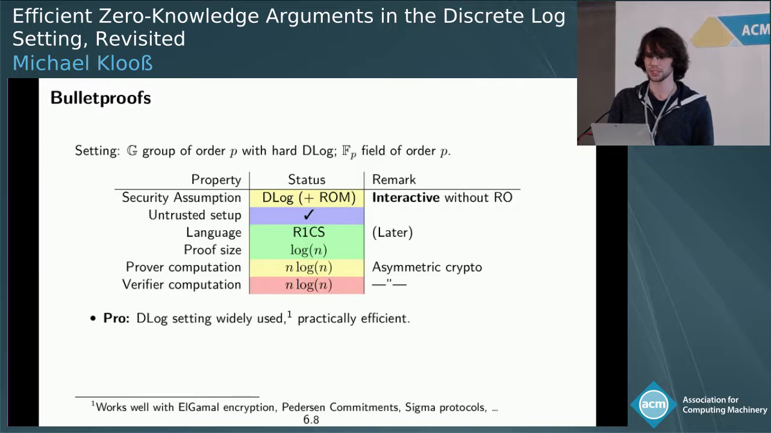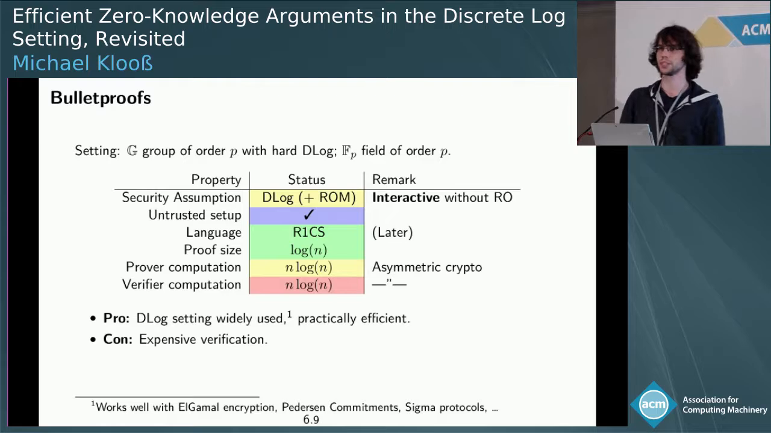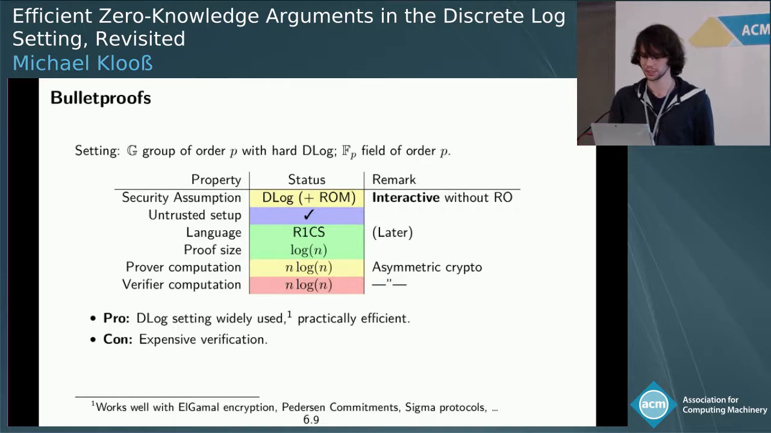So to summarize, the pros are we're in a D-log setting, which is widely used, and we have many primitives with which we can connect easily, like Elgamal encryption, Pedersen commitments, other Sigma protocols, and it's practically efficient. It's used in practice. The cons are, well, verification is expensive. There are some techniques to verify many proofs at once, but if you want to verify a single proof and it's a huge statement, it is expensive.